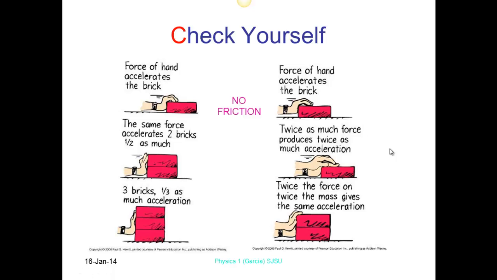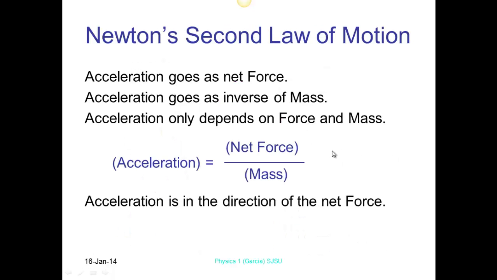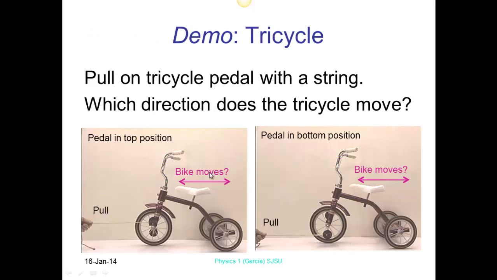So I think that should make sense with that. So acceleration is equal to the net force divided by the mass, and the acceleration is always in the direction of the net force. Okay, so if we push on the top pedal here, what's going to happen to the bike? Well, we've all been on little tricycles. Okay, we are going to go forwards, aren't we?